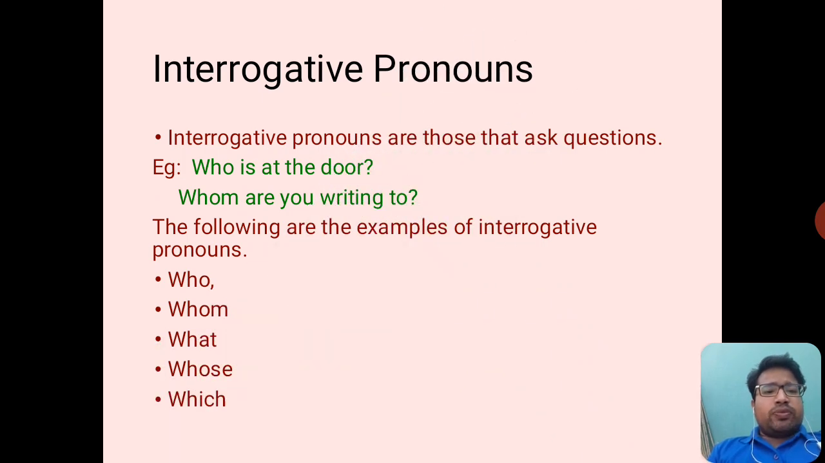Moving on to interrogative pronouns. Interrogative pronouns are those which ask questions. Who is at the door? Whom are you writing to? So these are used to ask questions. The following are the examples of interrogative pronouns: who, whom, what, whose, and which.